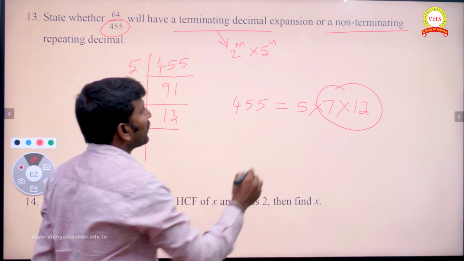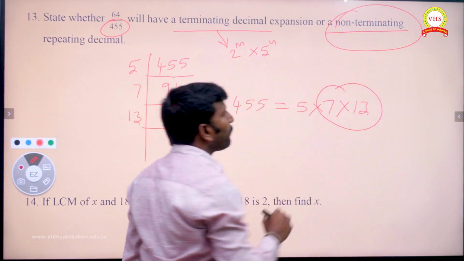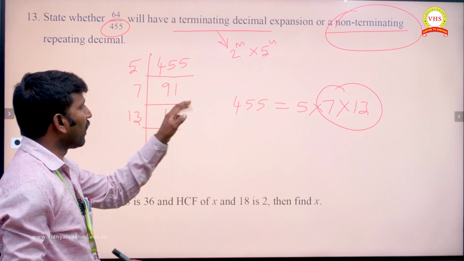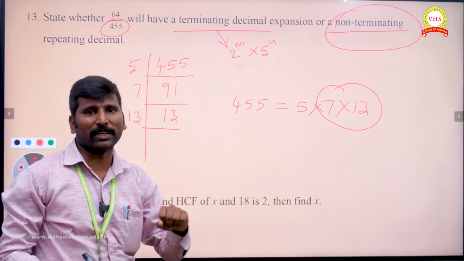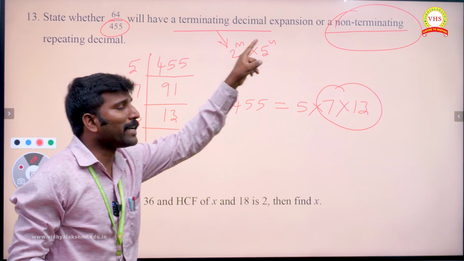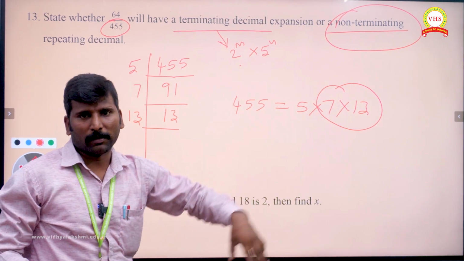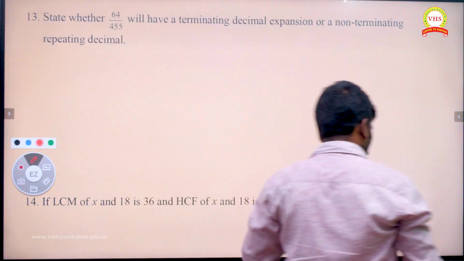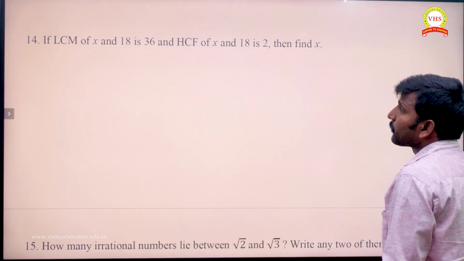So what will you say? This is non-terminating and repeating. It's a non-terminating and repeating decimal expansion because the denominator is not in the form of 2 power m and 5 power n. That's what I'm telling. Okay. Next, question number 14 we'll see.